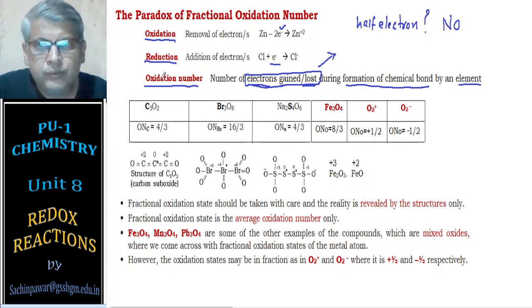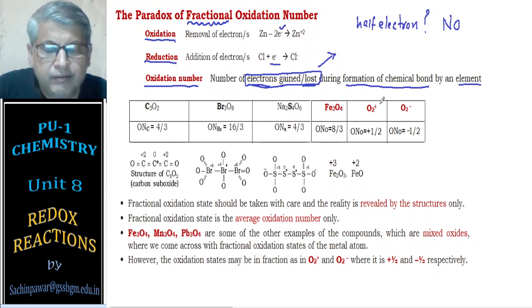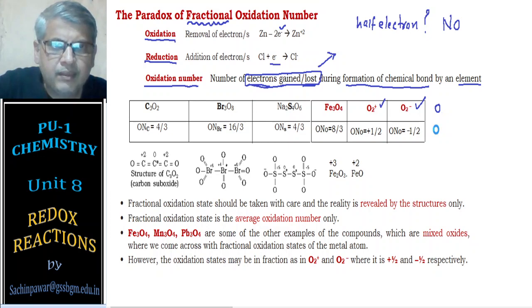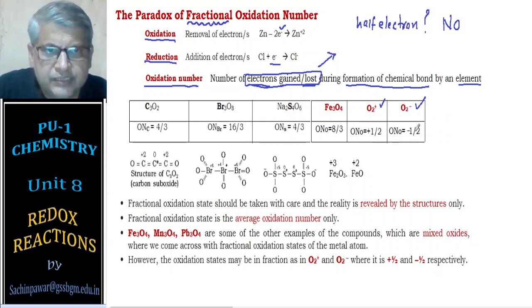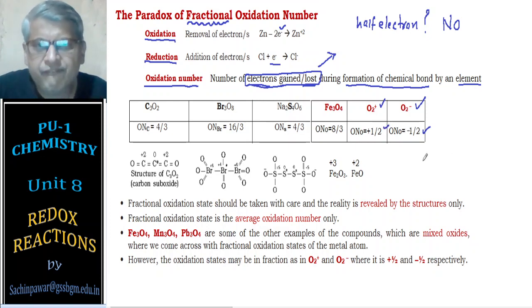But according to the concepts you have learned, some elements have fractional oxidation numbers. We already saw this in the beginning when we learned the rules of oxidation number. Here O2+, O2-, and O2^2-, you will see these oxidation numbers. They have oxidation numbers which are minus half and plus half.